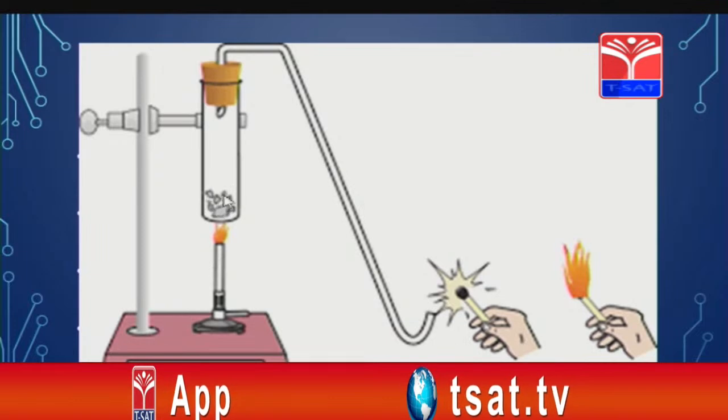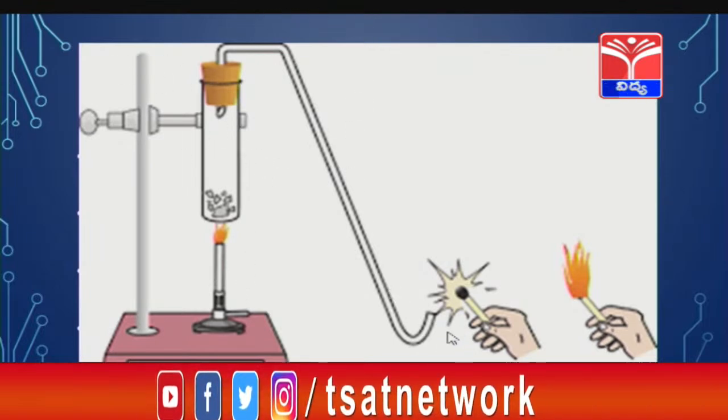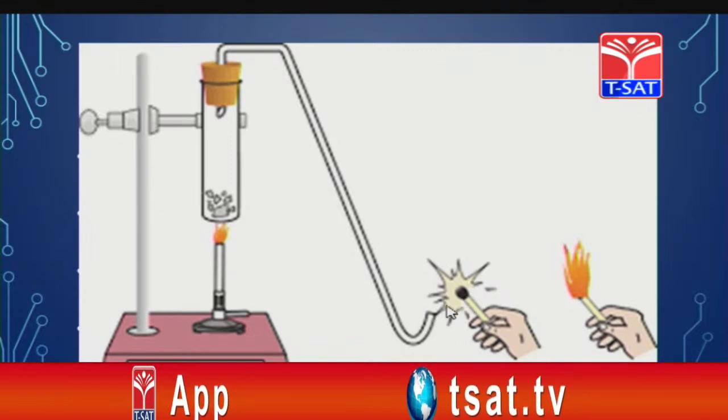You have taken calcium carbonate in the boiling tube and you are heating it over a Bunsen burner. Then you can see a white colored gas evolving out through the delivery tube, and if you bring a burning matchstick near the delivery tube, the flame suddenly goes off. That means this is a fire extinguisher gas.